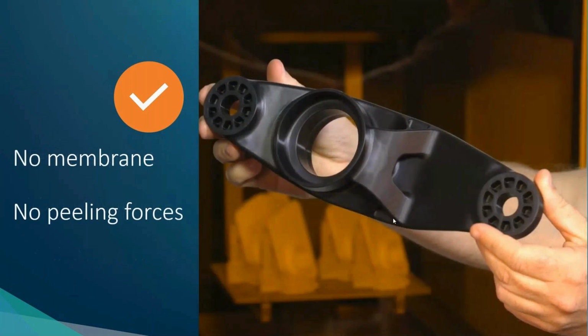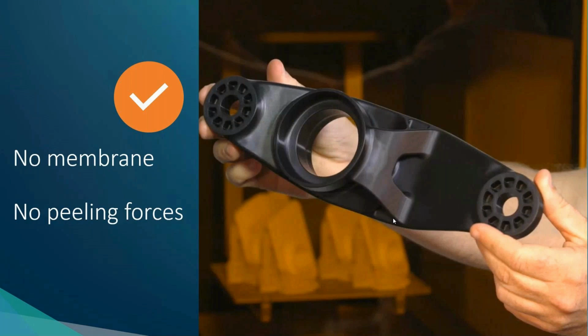Now, another big advantage here, and this is an advantage versus DLP systems, is that you don't have to deal with membranes. You don't have to deal with films and replacing films and breakages of the films and the stickage of the membrane to the parts. None of that is relevant with a PSLA. In fact, there is no barrier between the light source and the surface of the resin. Okay, that's an important point.